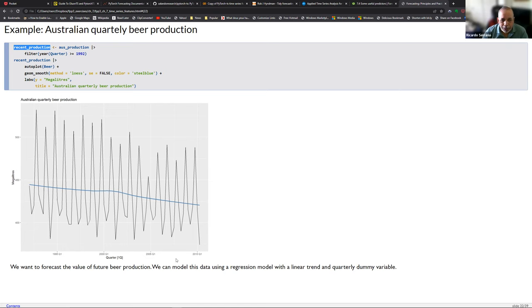So the exercise is that we want to forecast the future production of beer using those components, the linear trend and some quarterly dummy variables, because our periods are defined by the quarters. So we're going to have four dummy variables for each of the quarters, okay? Let me see what we have here.